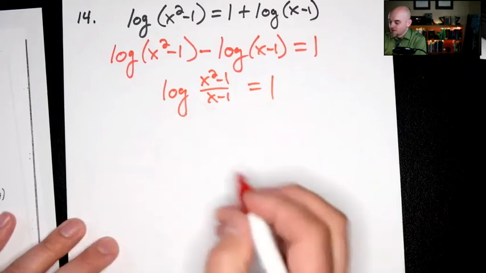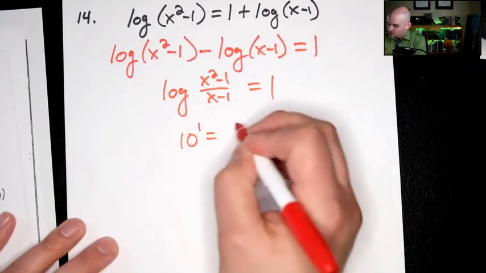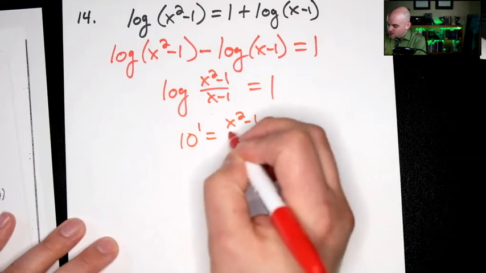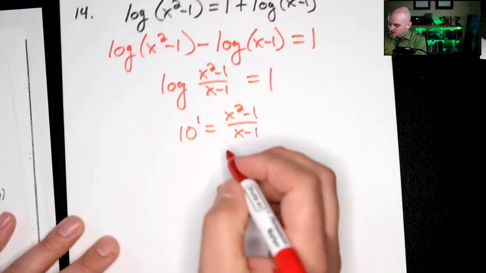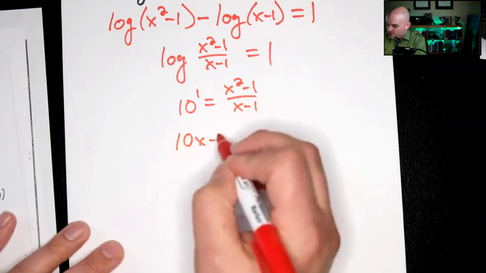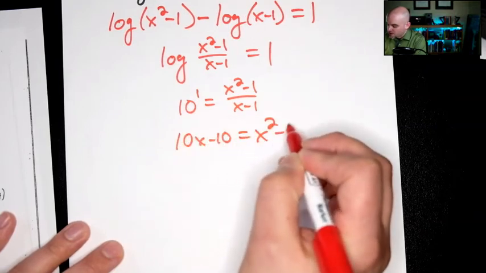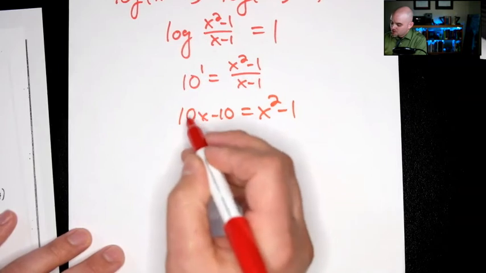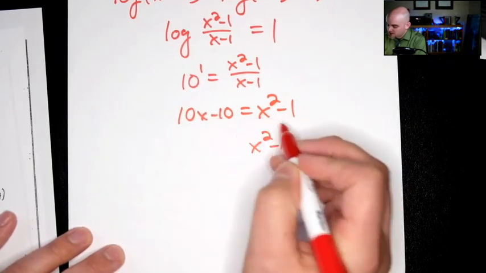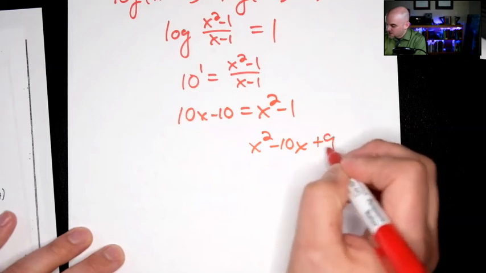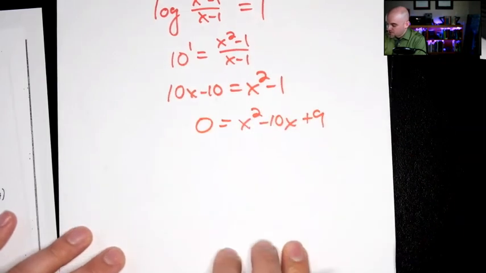The base is 10 here, so this is 10 to the first equals x squared minus 1 over x minus 1. Multiply both sides by x minus 1. You get 10x minus 10 equals x squared minus 1. Subtract 10x from both sides. You get x squared minus 10x. Add 10 to both sides, you get positive 9 there. This all equals 0.